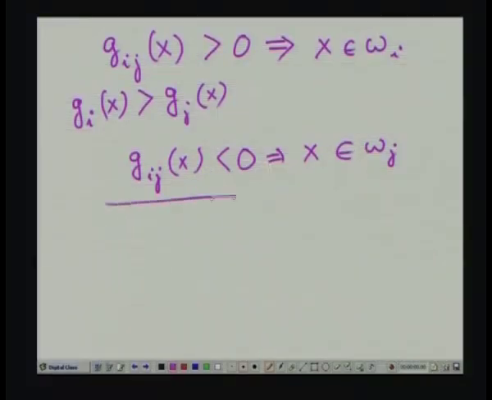Now, this particular functional form gives a basis for designing a number of classifiers. So, one such basic classifier let us discuss, which is called a minimum distance classifier.